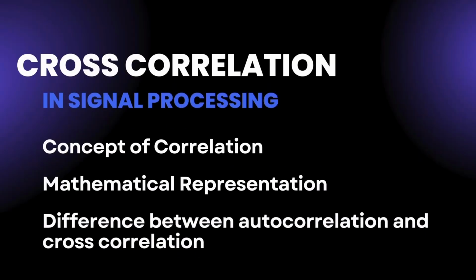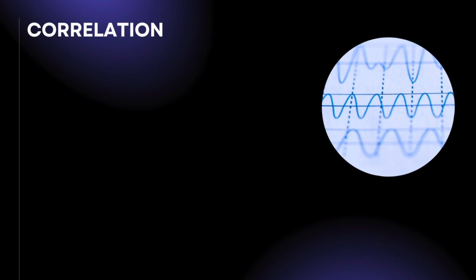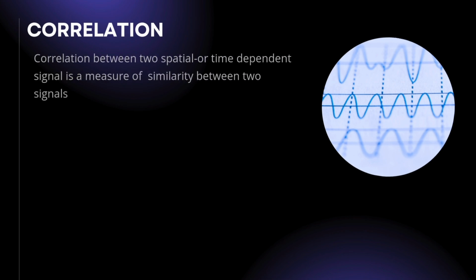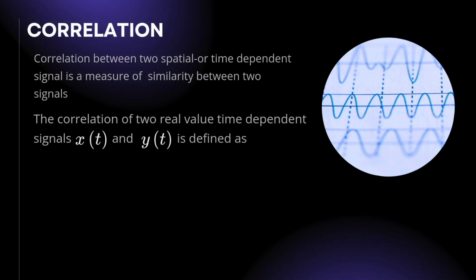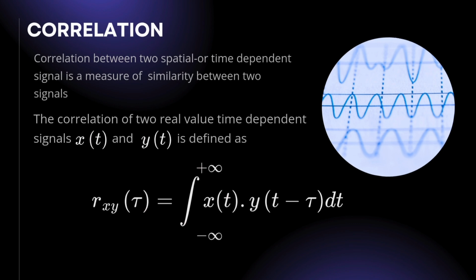Let's understand what correlation means. In signal processing, correlation is a measure of similarity between two signals that vary over time or space. Mathematically, if we have two real valued signals, x of t and y of t, the correlation between them is represented as r of xy tau equal to the integral from minus infinity to plus infinity of x of t times y of t minus tau dt.